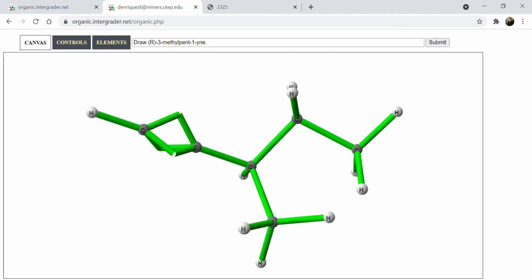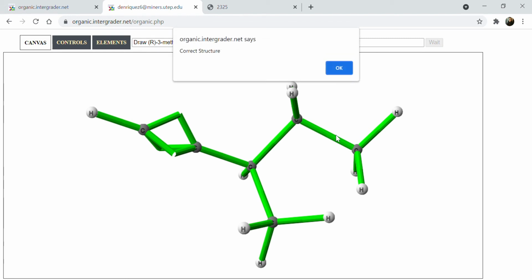And then we just double check. 1, 2, 3, right there to the right. Okay, let's check it out.